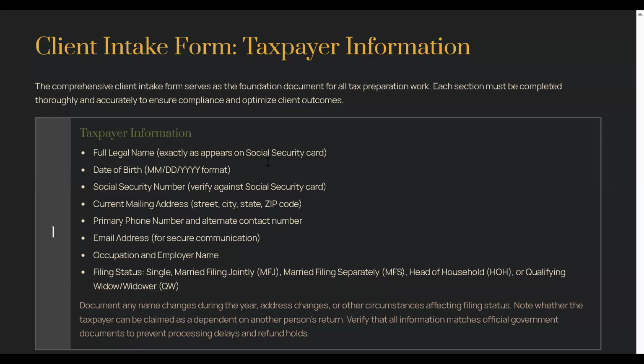So we need their legal name, date of birth, social security number, current mailing address, phone number, email address, occupation, and filing status. And again, with the filing status, we're going to let the client plug in what they want to plug in, but we're the expert. When we go through the interview process, we'll confirm the filing status we're actually going to move forward with.